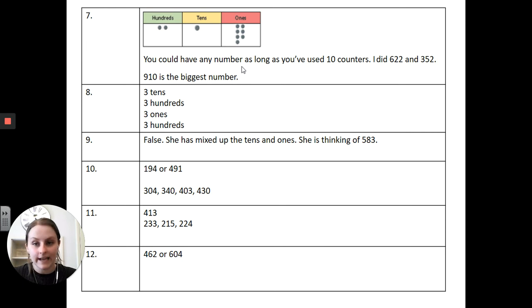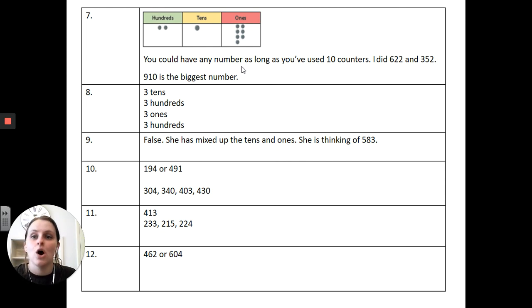You can't have all 10 in the same column though. If you remember, if we get 10 in the same column, that's when we have to exchange. So if I'd put 10 counters in the ones, it's actually a 10. So then it would just be the same as 1 in the tens column. If I'd put 10 counters in the tens column, it would be the same as 100. So that's not right. I would have put 1 in the hundreds column.